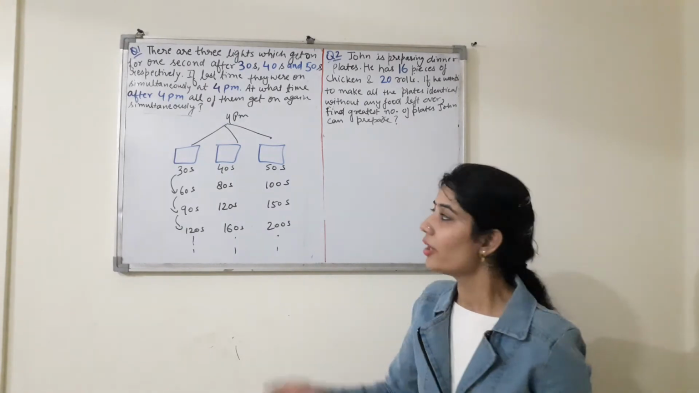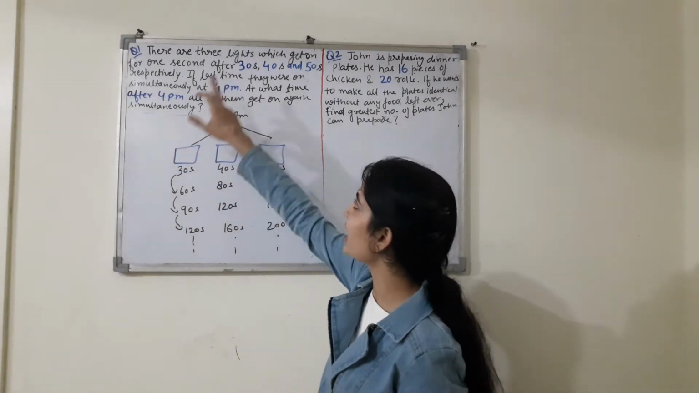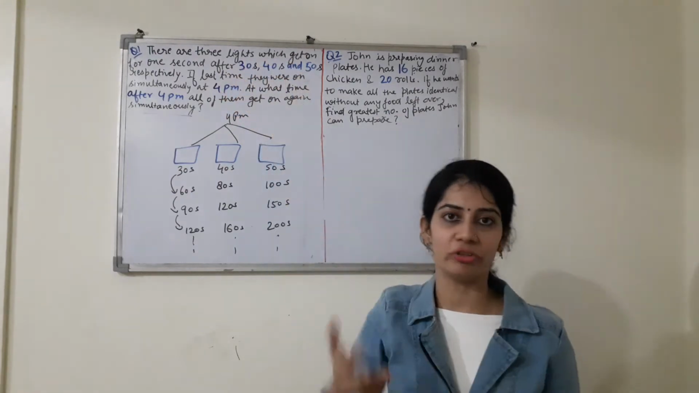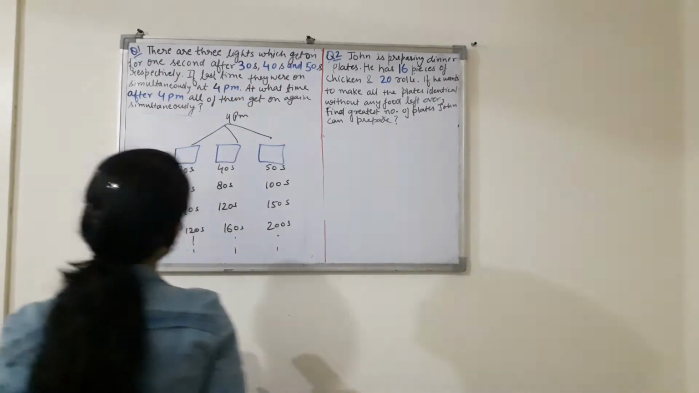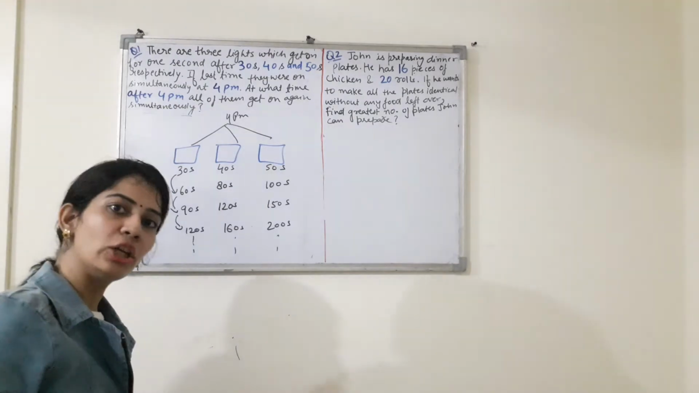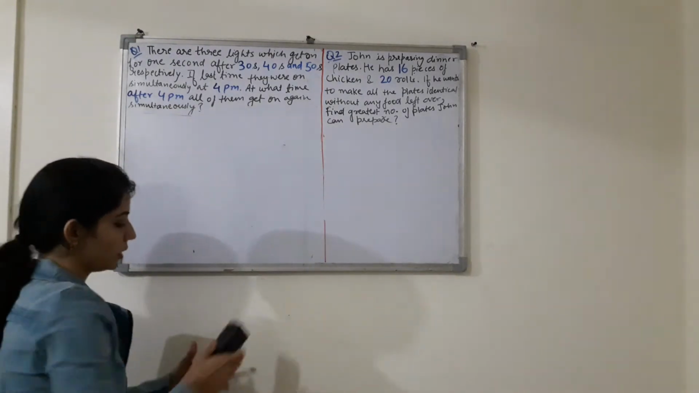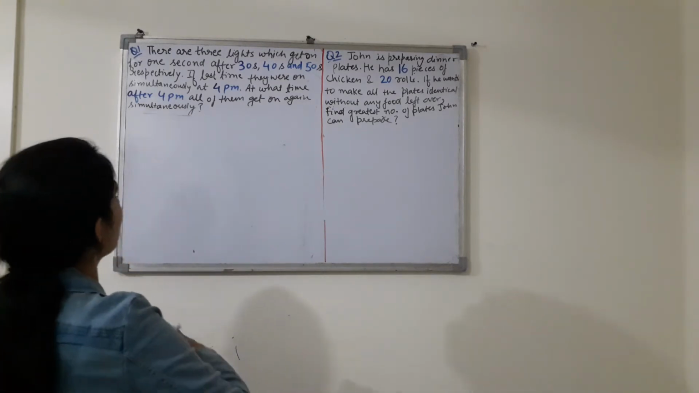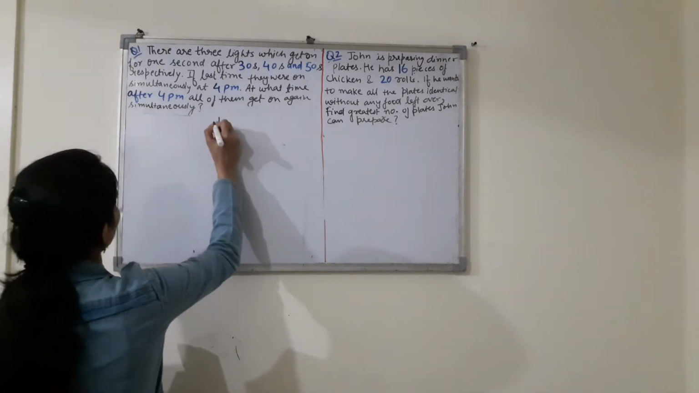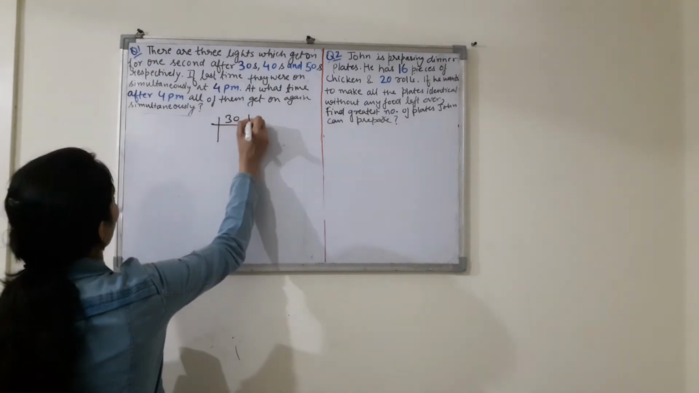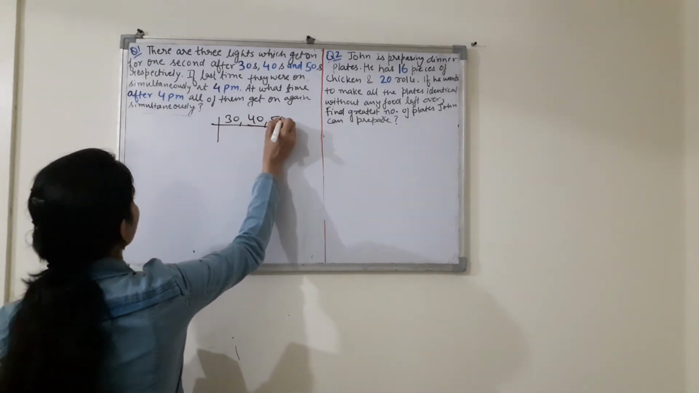So what we will do, we will simply find the LCM of 30, 40 and 50 seconds, right? So let us start. We can find the LCM by any of the methods, that is your prime factorization method, division method. So I am finding the LCM of these three numbers by division method. So this is your 30, 40 and 50, right?